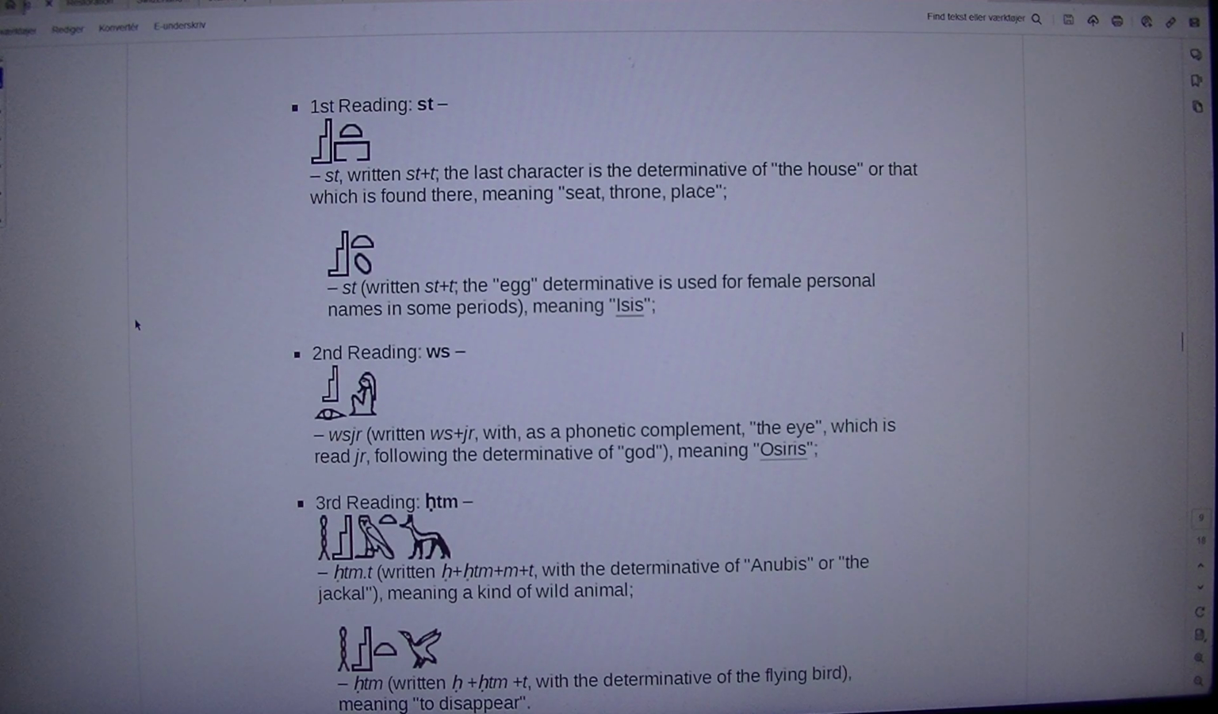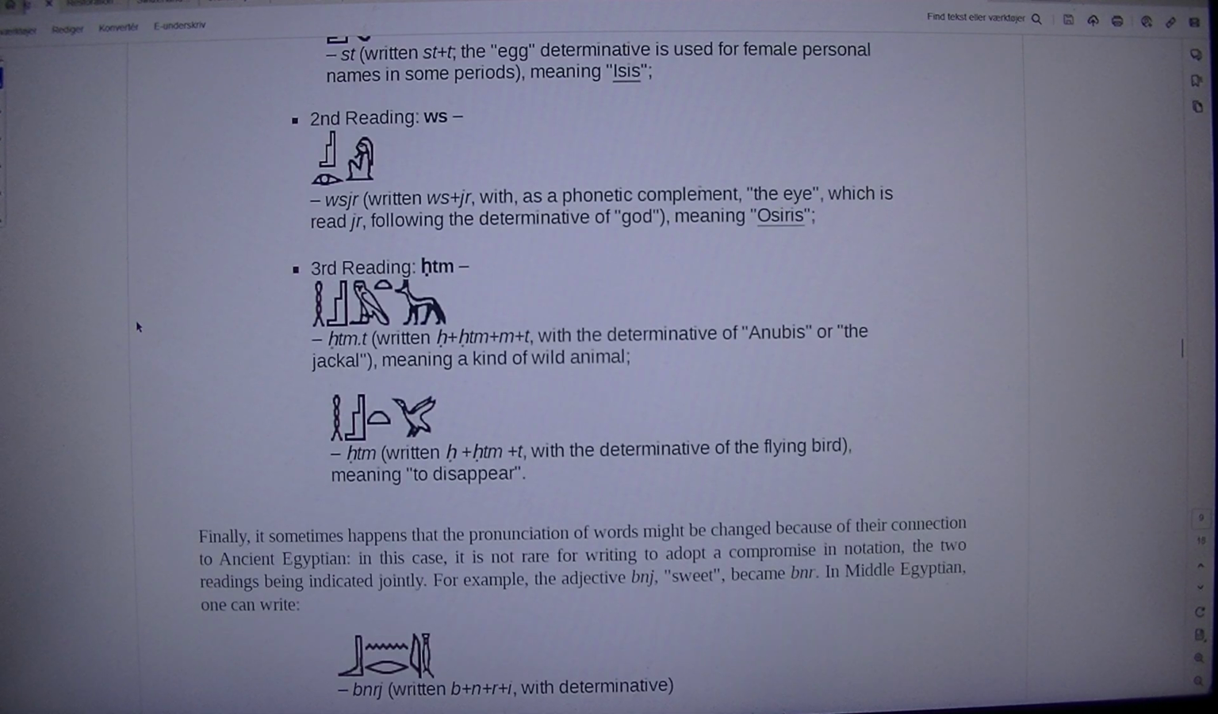Second reading, WS: Q1, A40. WSIR, written WS and R, with, as a phonetic complement, the I, which is read I, following the determinative of god, meaning Osiris. Third reading, TM: Q1, M and T, E17.